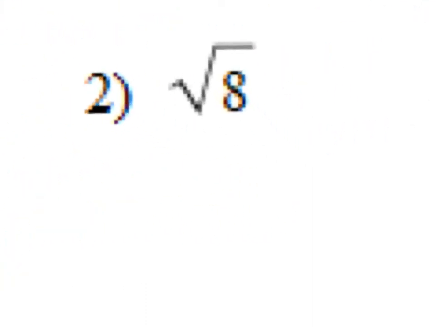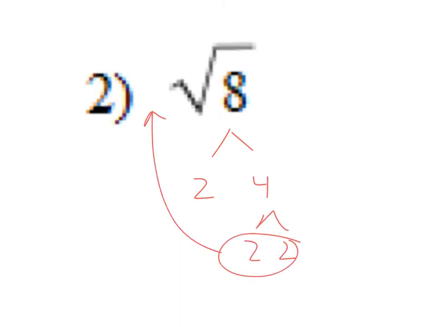Okay, on number 2 here, I'm going to break this down. We've got 2 and 4, and then 4 will break down to 2 and 2. So I have a pair of 2's that are going to move out, so 2 on the outside, and then I have this 2 left over on the inside.